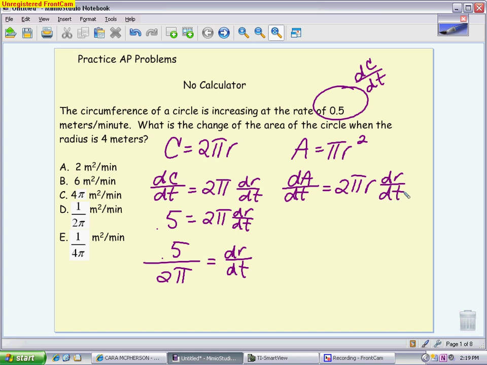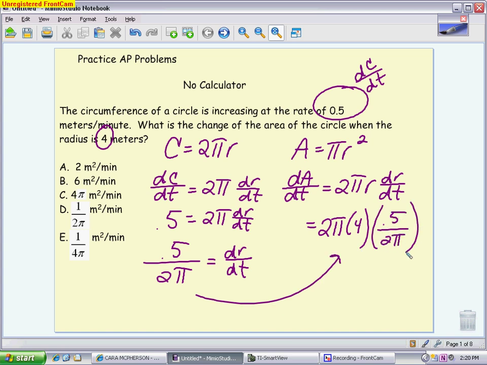My goal is to figure out dA/dt. Because if you read the question, it says, what is the change in area? So I want that how that area is changing, that rate. I'm going to plug in r is 4. They give me that piece of information. I'm going to plug in my dr/dt in kind of the not simplified form, but you'll see in a second it's kind of nice that I didn't simplify it. I get 0.5 over 2 pi there. Because I didn't simplify, I can very quickly cancel the 2 pi and the 2 pi here. I get 4 times 0.5, so half of 4 is 2. So that tells me my area is changing at a rate of 2 square meters per minute, and that gives me letter A. So if you went through this problem and got A, 2, you are correct.